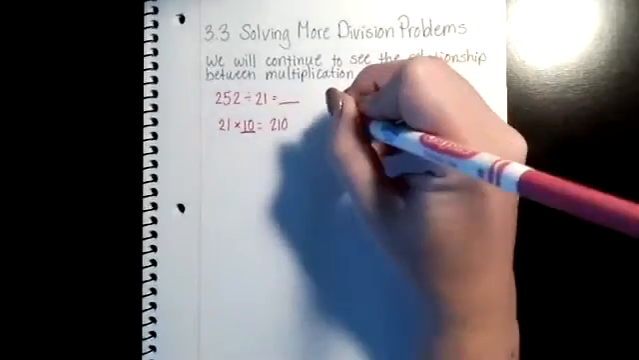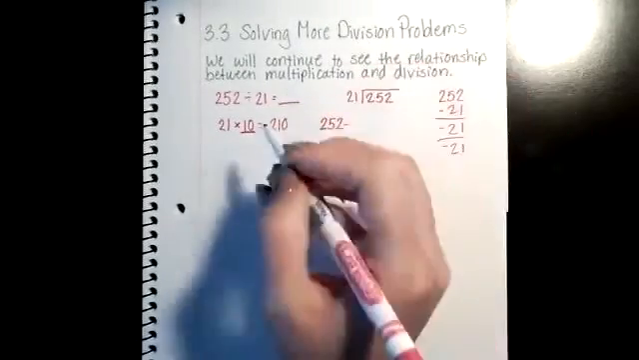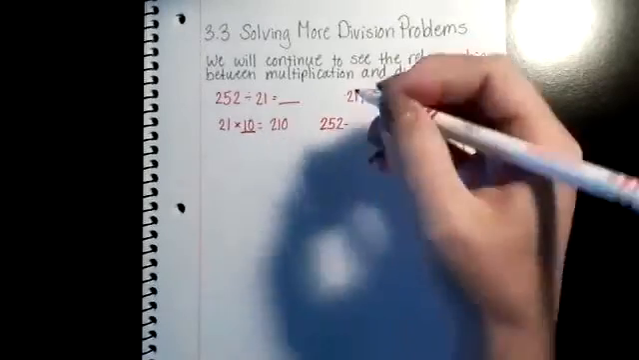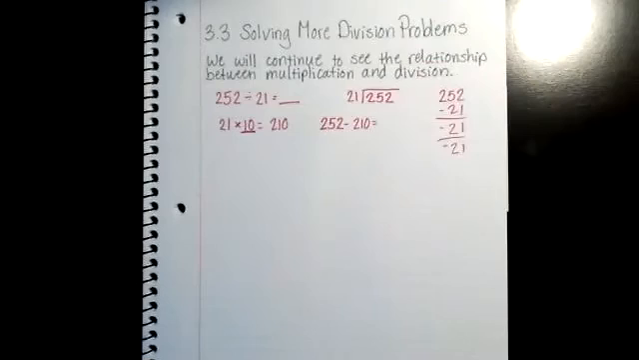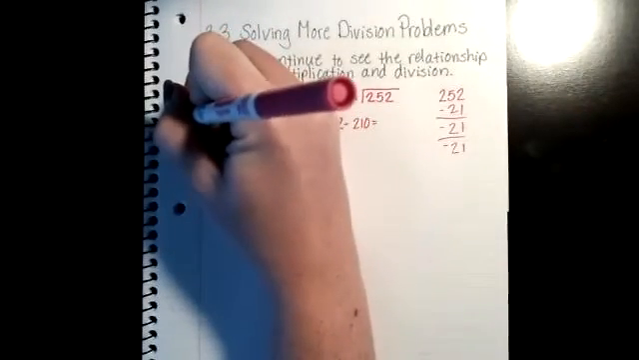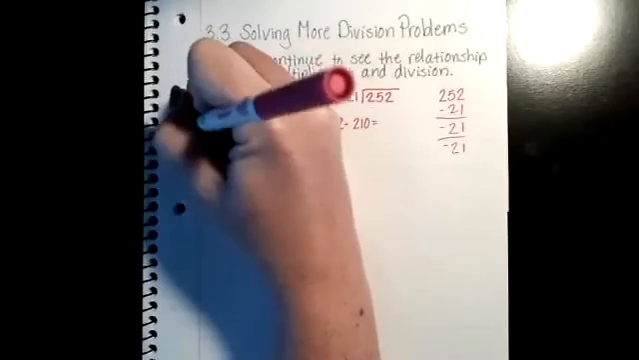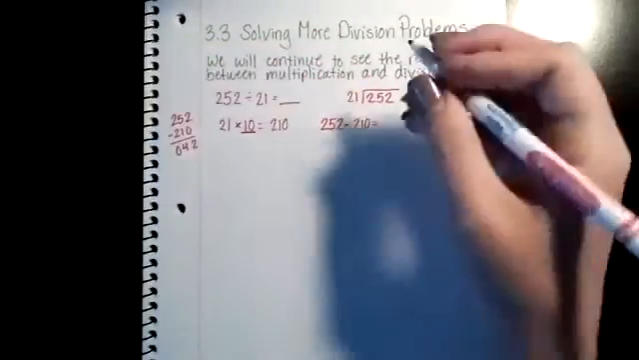So what I'm going to do is subtract. I'm going to take my total, 252, and subtract what total I just got, 210. Now when I subtract that, 252 minus 210, let's do my math over here. 252 minus 210: that's 2, that's 4, that's 0. All right, so 42.